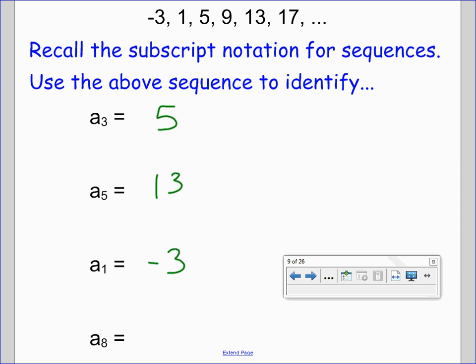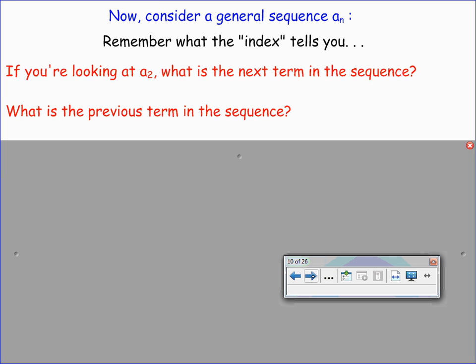So what are you guys thinking for a sub 8? Will? 25? Raise your hand if you have 25. Nice job, you guys. So a sub 7 would be 21, and a sub 8 would be 25. Nice job.